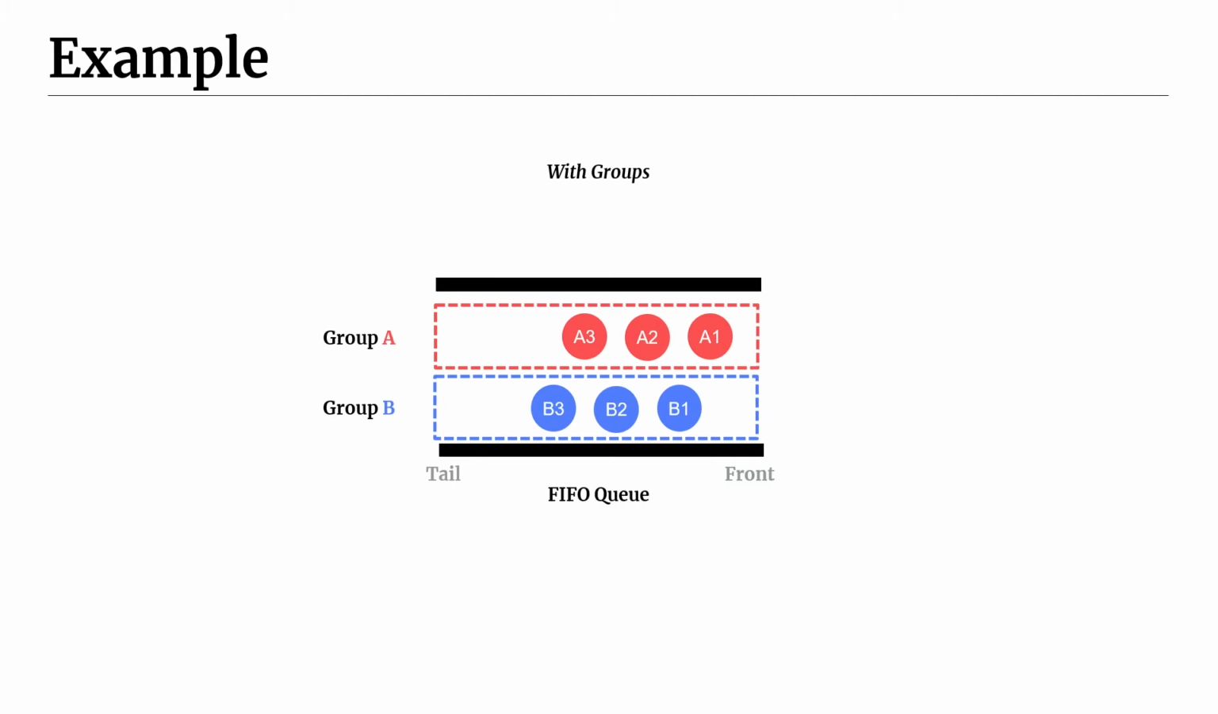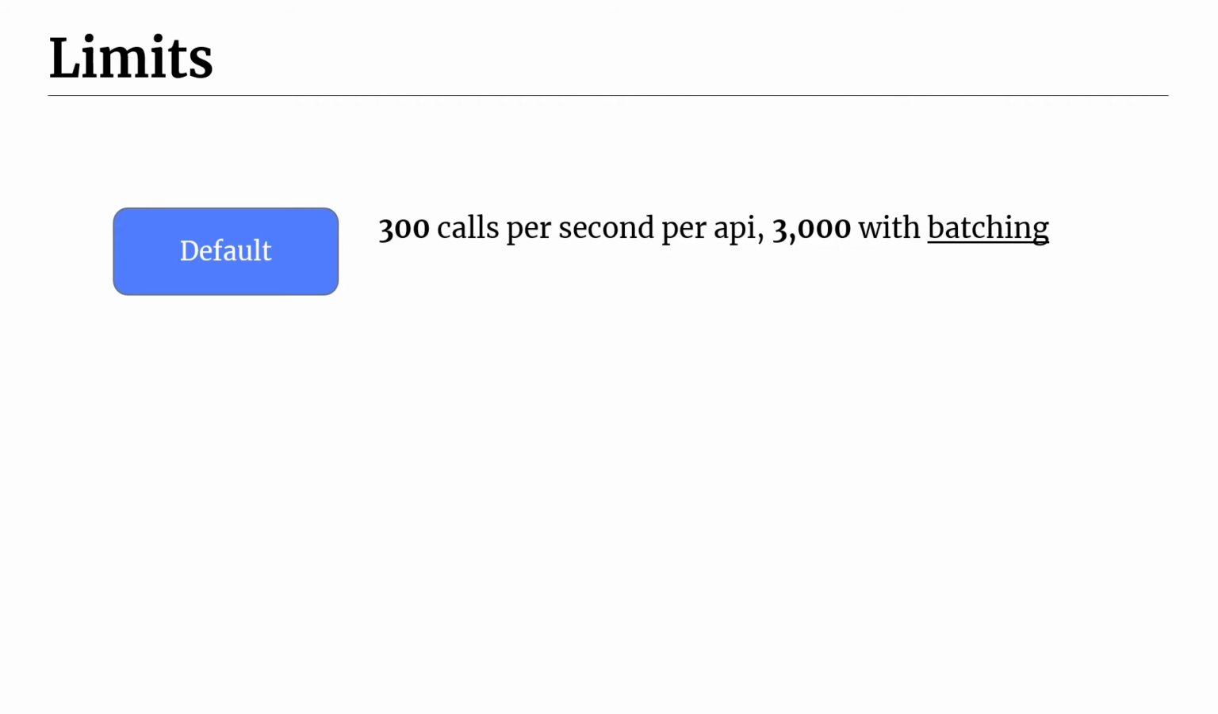I do want to talk about one more quick section in terms of limits, because I think it is worth noting how the limits work with SQS FIFO. The first one is for the default case. If you use just a single group ID, a fixed group ID that you put on every single message, then you're limited to 300 calls per second per API. If you read 10 messages at a time, or perform 10 messages at a time, you can get up to 300 calls per second with batching, okay? So that's the limit that is going to be enforced for you. You're going to get throttling errors if you try to go above that.